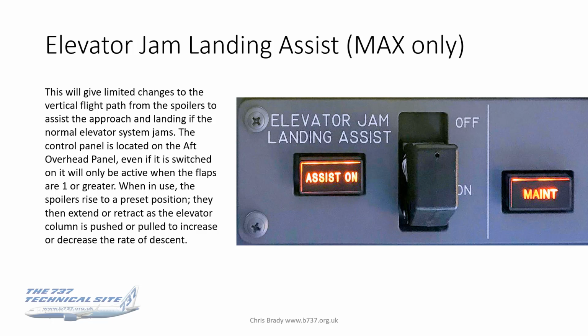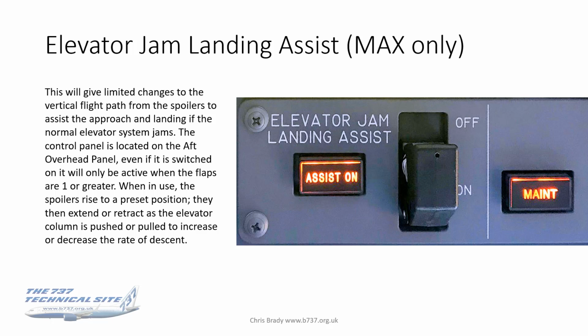Which of course was addressed in the Max. The elevator jam landing assist, and again, I've covered this in the Max differences video, but it actually sits in here quite nicely. As I've written, it gives limited changes to the vertical flight path from the spoilers to assist the approach and landing if the normal elevator system jams. And the reason why they've put this on is A, because they could, because we've got fly-by-wire spoilers on the Max, but B, because it really is necessary.